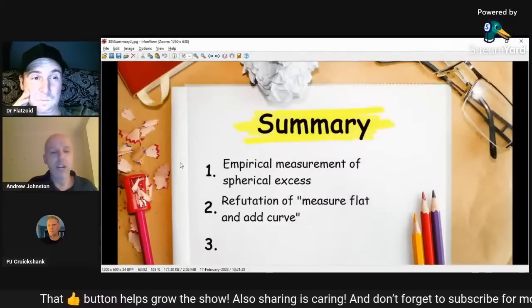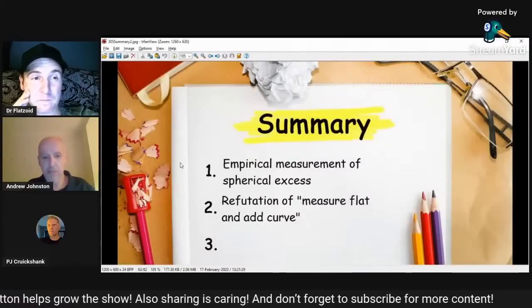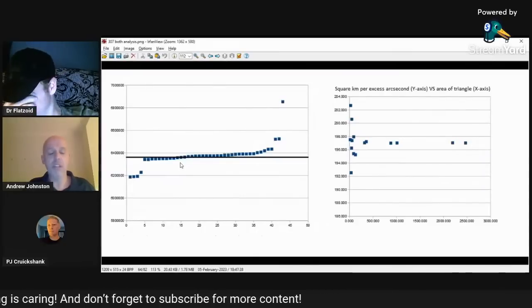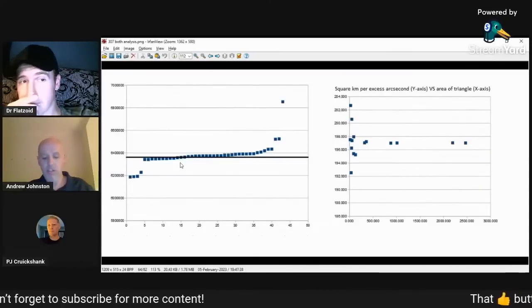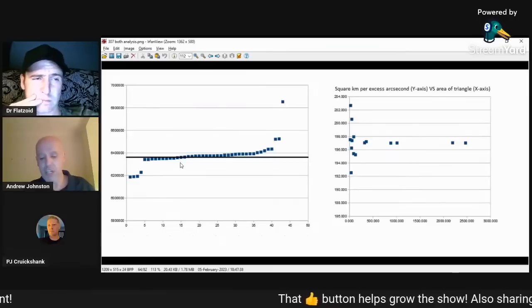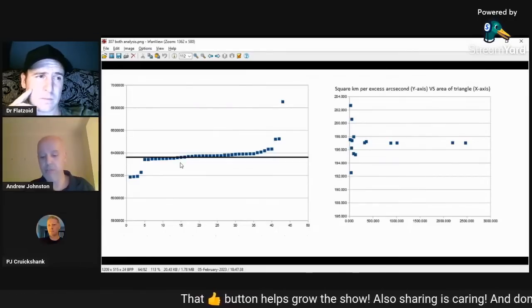Secondly, some analysis that refutes the measure flat and add curve argument, showing on the left the variation in the curvature, the effective radius of those triangles.